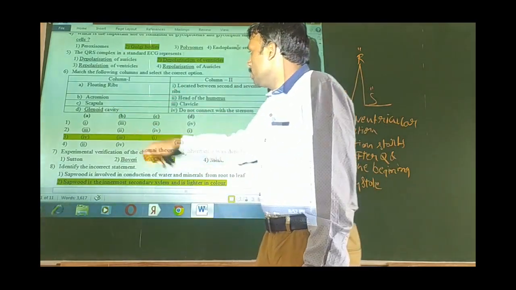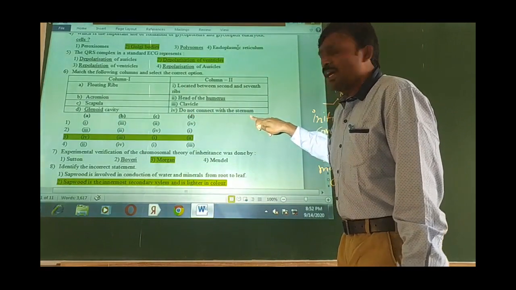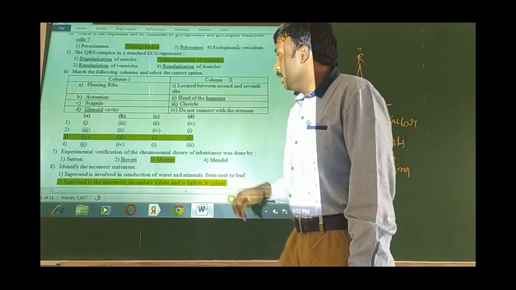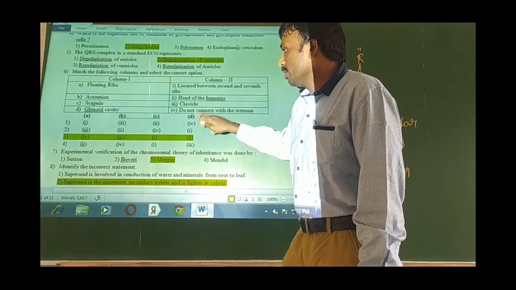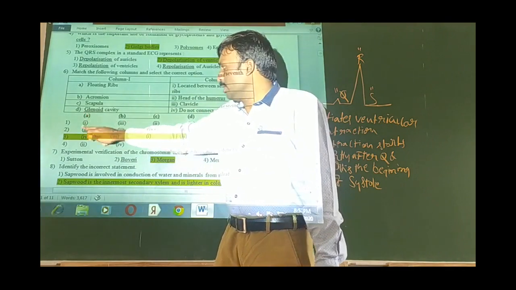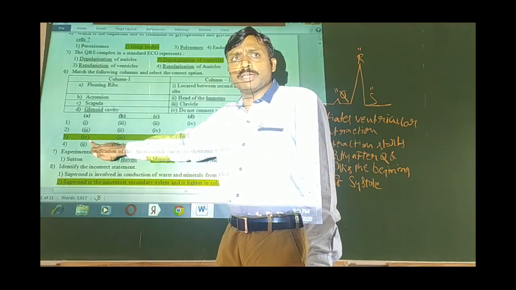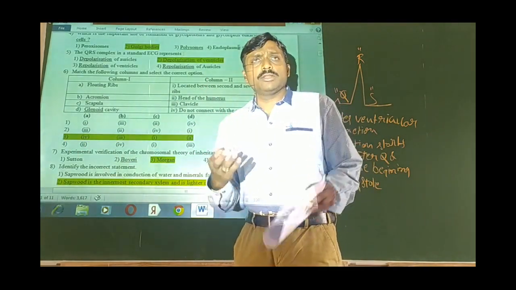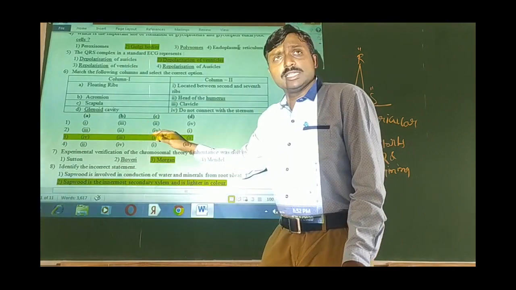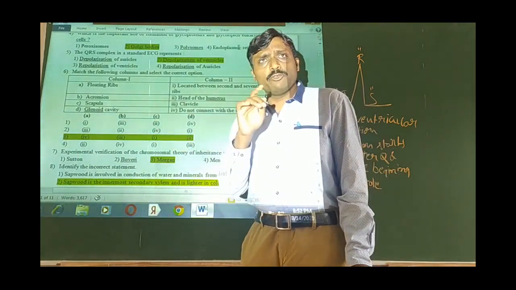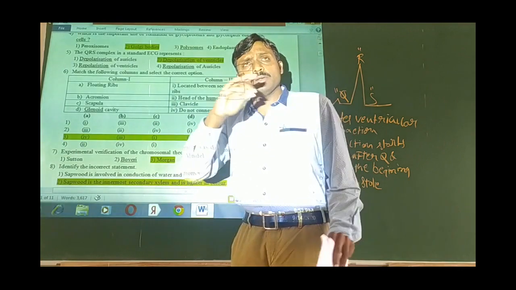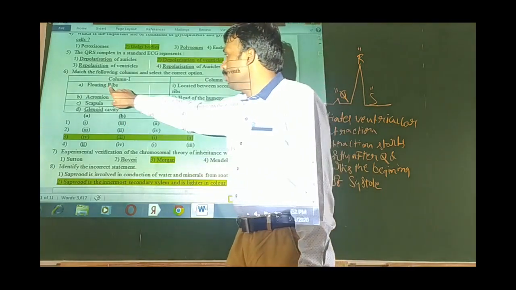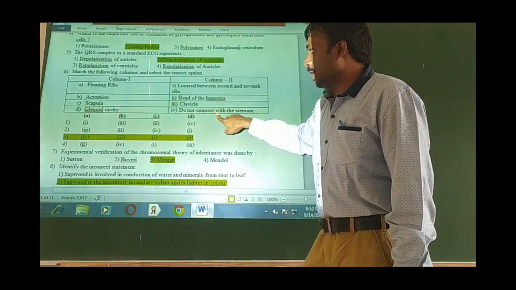Floating ribs, A, do not connect with the sternum. The 11th and 12th ribs are generally called floating ribs. So for A, 4. Even here you can use the same technique. Under A, only once 4 is given, so option 3. Please remember this type of technique for future usage also. We can easily solve match the following questions even if we know just one option correctly. So floating ribs do not connect with the sternum.